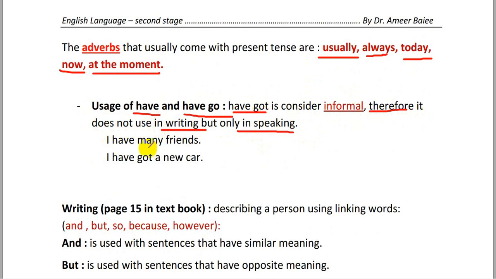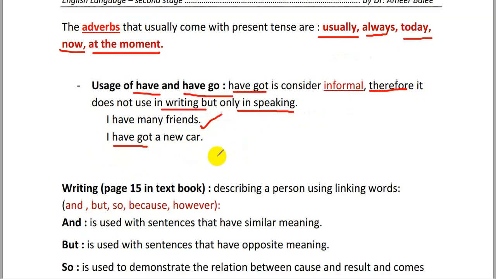For example, I have many friends, so this sentence is formal. I have got a new car. This is informal. Why? Because I have got a new car is a part of a speech with your neighbor, for example, or your friend, telling him that you have got a new car, etc.